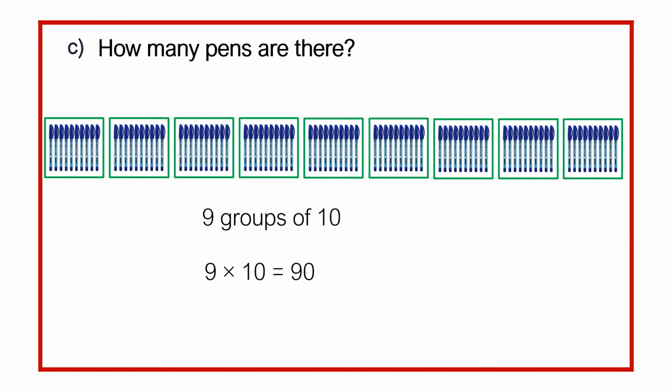We get 90 by getting 9 times 1 to get 9. Then we bring a 0 in the ones place to come up with 90. So there are 90 pens all together.